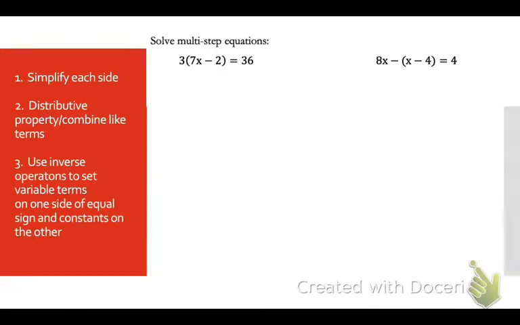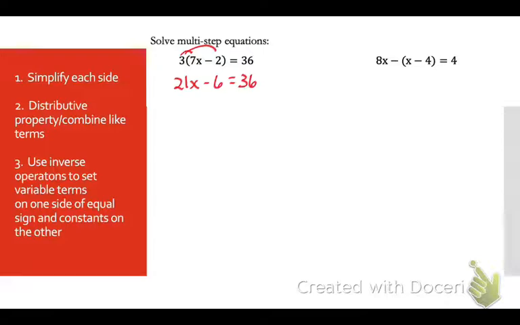All right, I have the steps on the slide over to the side. You can also look in your notes. So the first thing we're going to look at is each side of our equal sign separately. So on the left side, I notice that I have parentheses and a number in front, so I'm going to distribute the 3. So I'm multiplying, and I get 21x minus 6 equals 36.